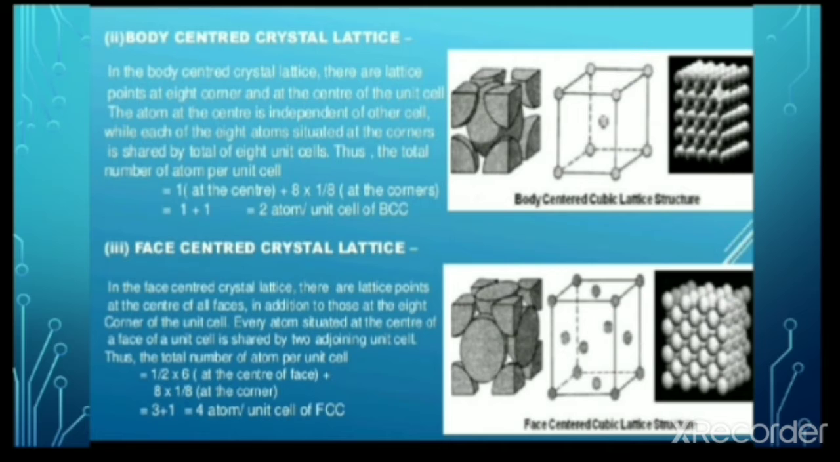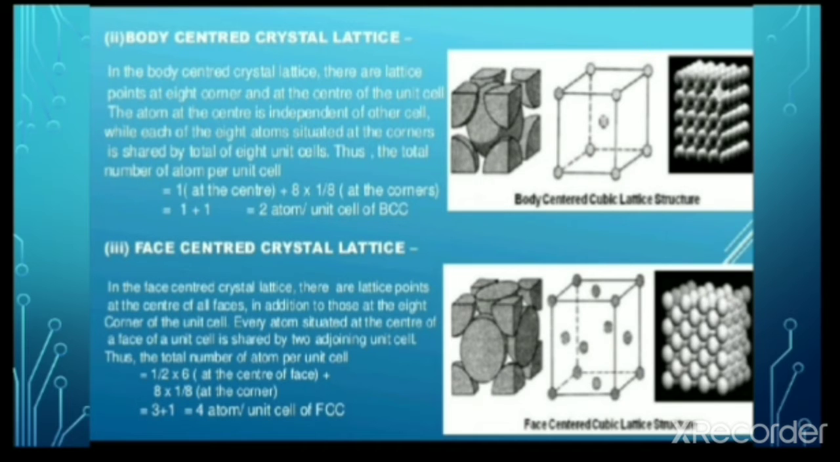Then the total number of atoms per unit cell: each face atom is shared between two unit cells, so it contributes half to each unit cell. So 1 by 2 into 6 atoms at the center of the faces, plus 8 atoms at the corners into 1 by 8. Then 3 plus 1 is equal to 4 atoms per unit cell of the face centered cube.